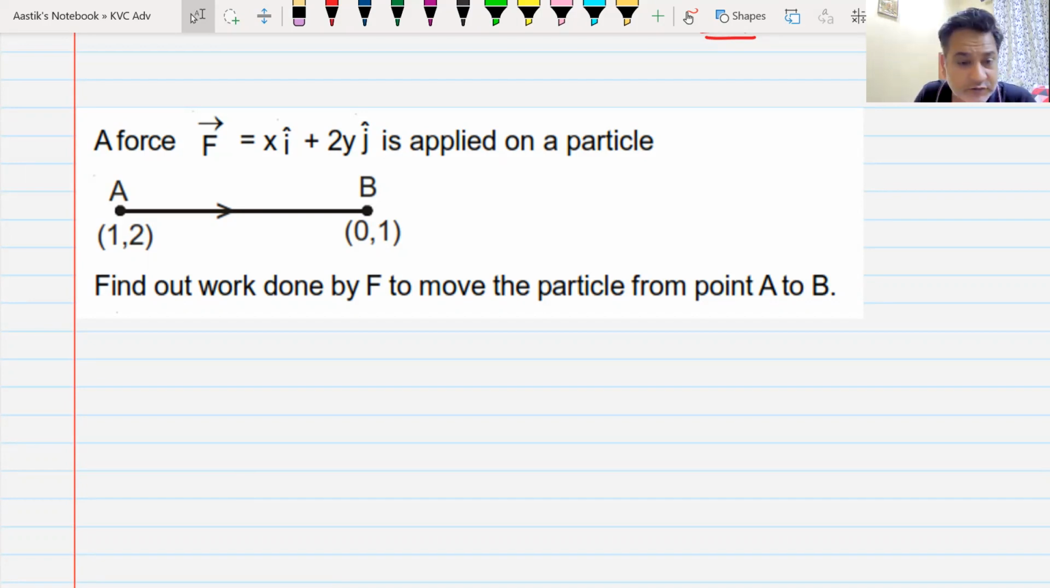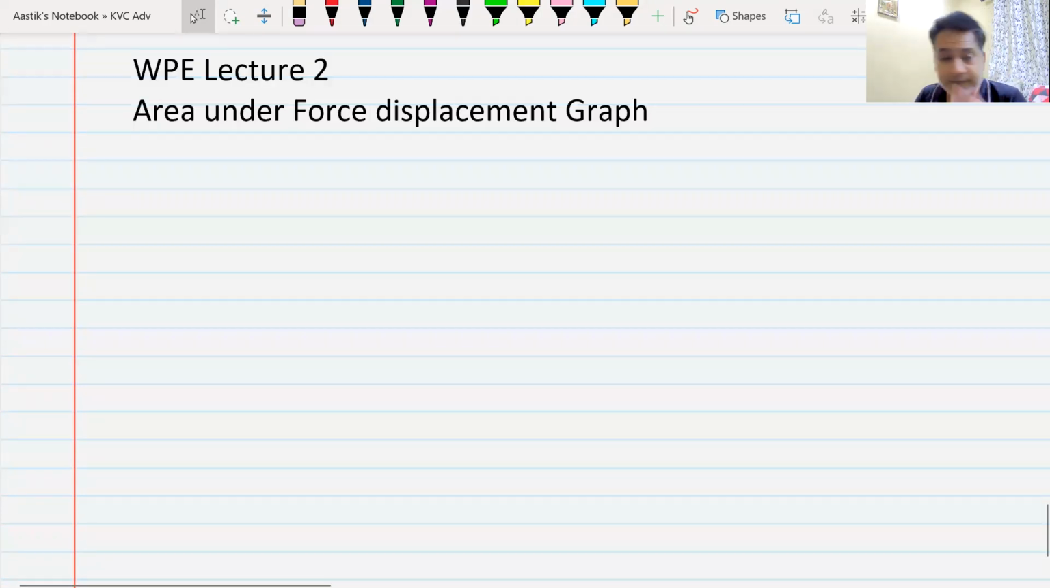Now in this class, what we are going to do is we are going to see how we can find out work done from area under the force displacement graph. If you have a force displacement graph, from the area under the force displacement graph, you can also find out the work done. You know this, yes or no? Yes, sir. So this is just a small diagram that I'm going to show you. I hope everyone knows this, and we can just quickly go through this.